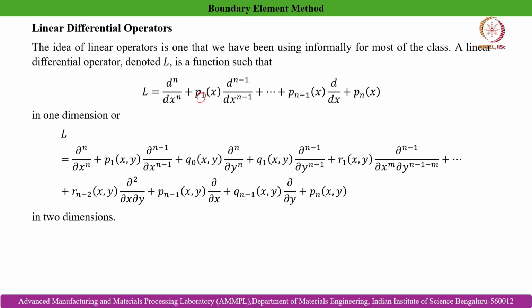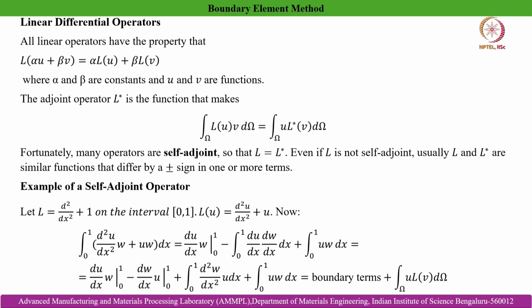So the linear operator becomes L is equal to del^n by del x^n. When we are talking about 2 dimensions, it reduces to partial derivatives plus p1(x,y), which is a function of x and y, del^(n-1) by del x^(n-1). We are following a similar methodology to what we discussed just above in the case of one dimension. So, moving ahead, let us consider the linear operators.